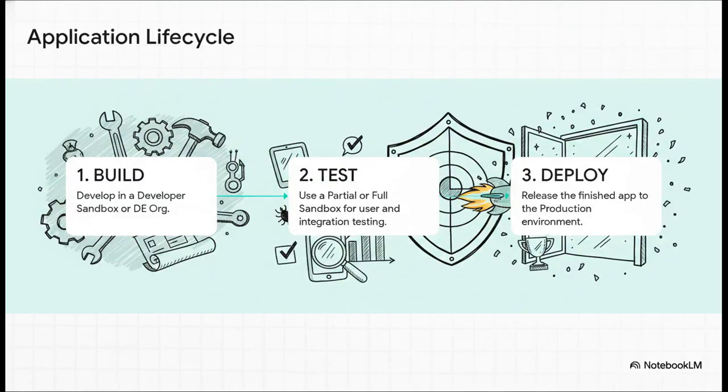So the path to production, the right way to do it, follows three very clear steps. Step 1, you build. You do this in your workshop, like a developer's sandbox. Step 2, you test. You do this in a much more realistic environment, like a partial or a full sandbox that has realish data. And only when it passes every single test do you move to step 3. You deploy to production, your live showroom. Build, test, deploy. That's the mantra you need to remember.